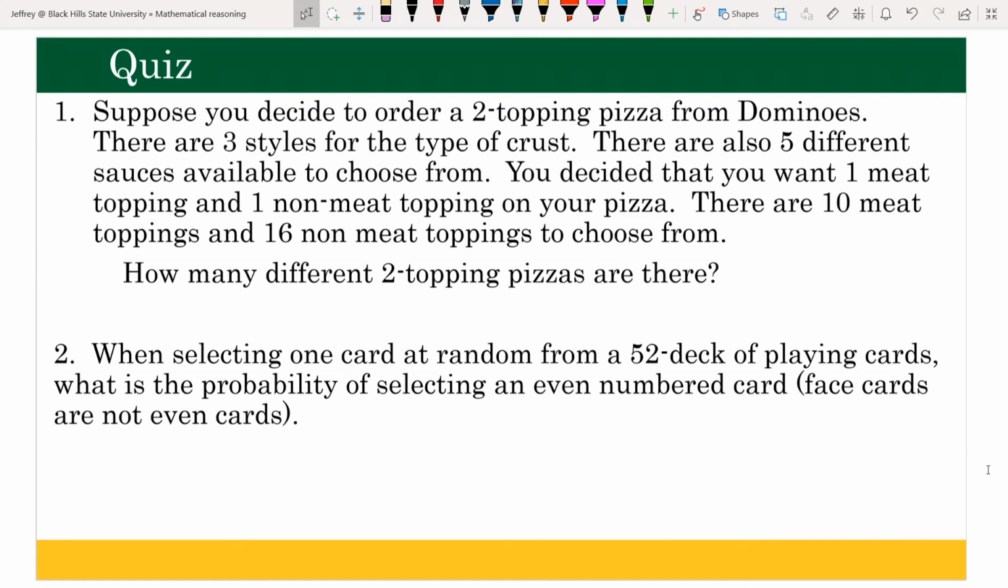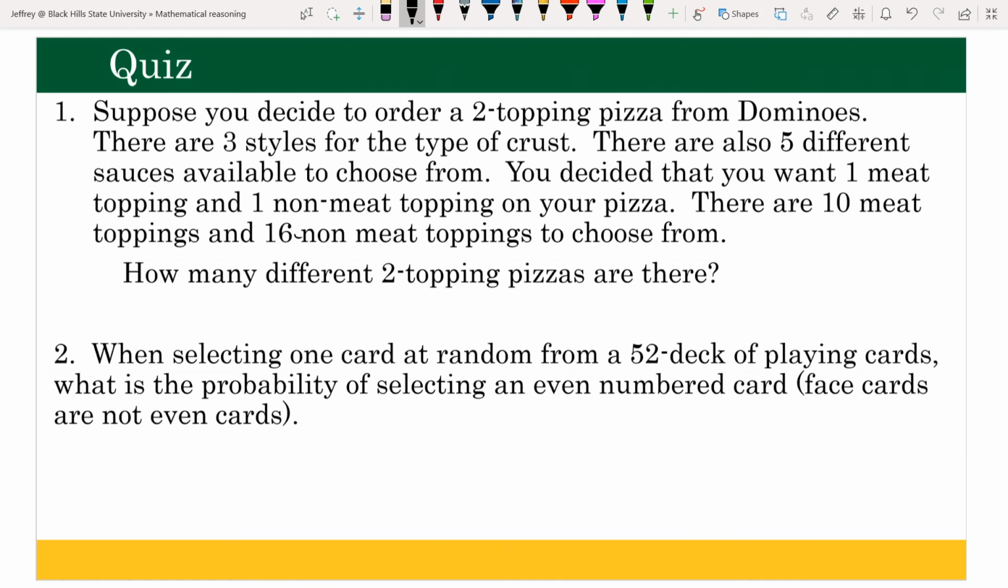Now, I probably didn't leave this in the handout, but it probably doesn't hurt to go over this problem. So let's suppose you decide to order a 2-topping pizza from Domino's. And there are 3 different types of styles for the type of crust. There are 5 different sauces that you can pick from. And you want to have 1 meat topping and 1 non-meat topping. And for the meat toppings, there are 10 choices, and then there are 16 non-meat toppings to choose from. So we're trying to figure out how many different 2-topping pizzas are possible with these restrictions.